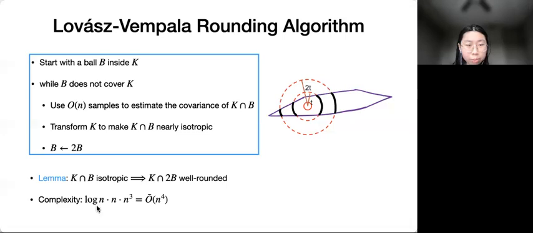So we get the complexity for this algorithm. We have log n iterations and n samples in each iteration, and n cube steps for each sample. And together we get almost n to the 4th complexity.